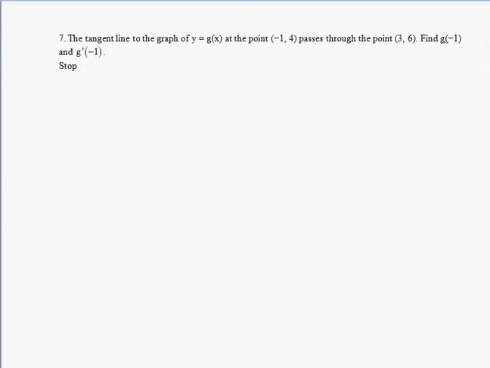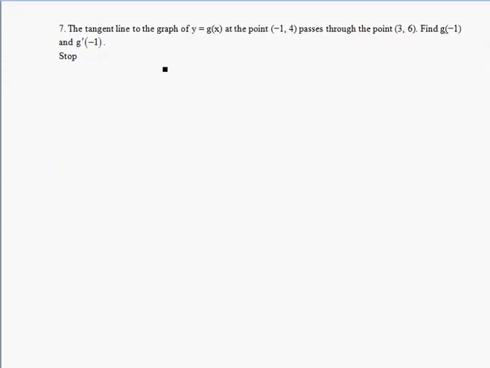Last one is find the tangent line to the graph of y equals g of x. The tangent line is at the point -1, 4, and passes through the point 3, 6. So it's tangent at -1, 4, so therefore -1, 4 is on g of x, so therefore g of -1 must equal 4. And we just know some other random point that the tangent line goes through, and that point is 3, 6. So the first question is what is g of -1?